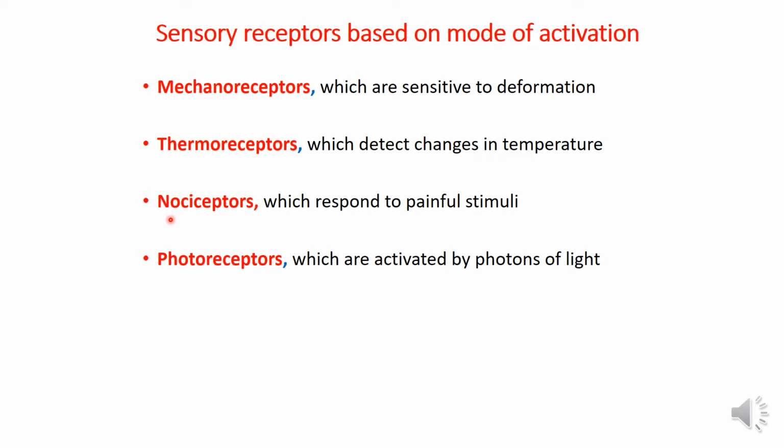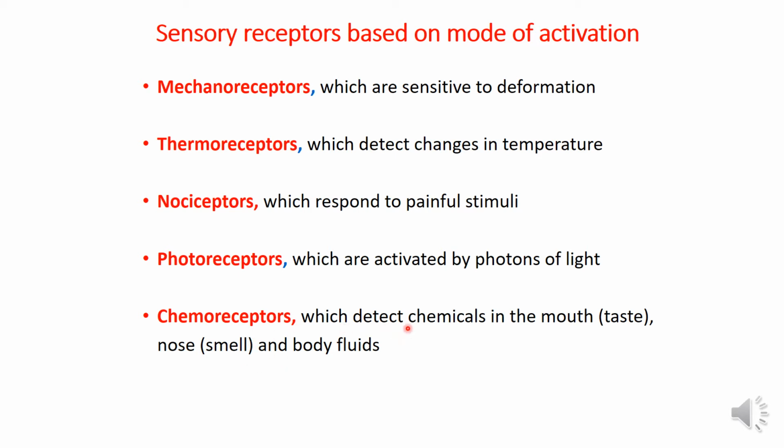Photoreceptors are stimulated by photons of light. When the light strikes the photoreceptors in the retina, it is going to produce chemical changes in the photoreceptors. And we will discuss it in detail in the vision lecture.